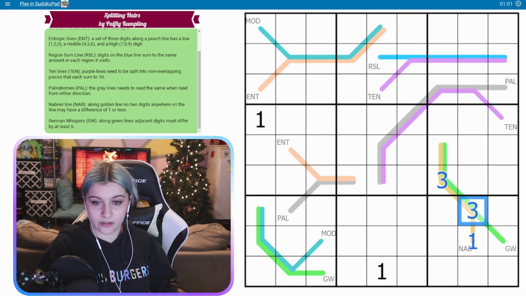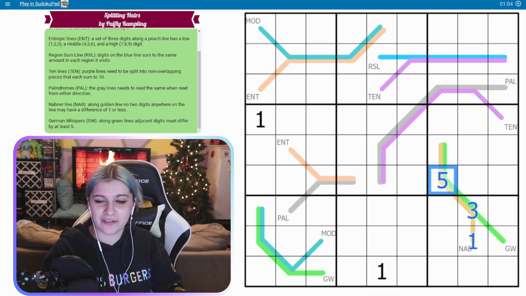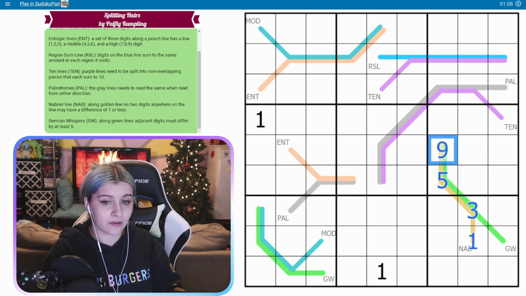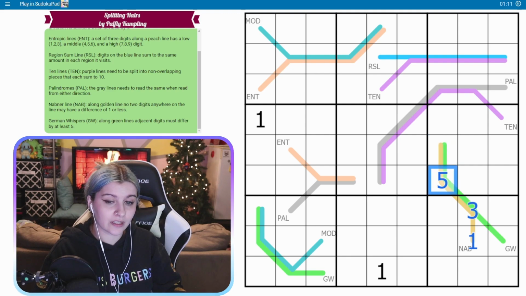I should have just gone in order. It helps me stay organized. After a 5, I can't use a 6, but I could use a 7, 8, 9. I have some options, right? So we have a little bit of space to work with.